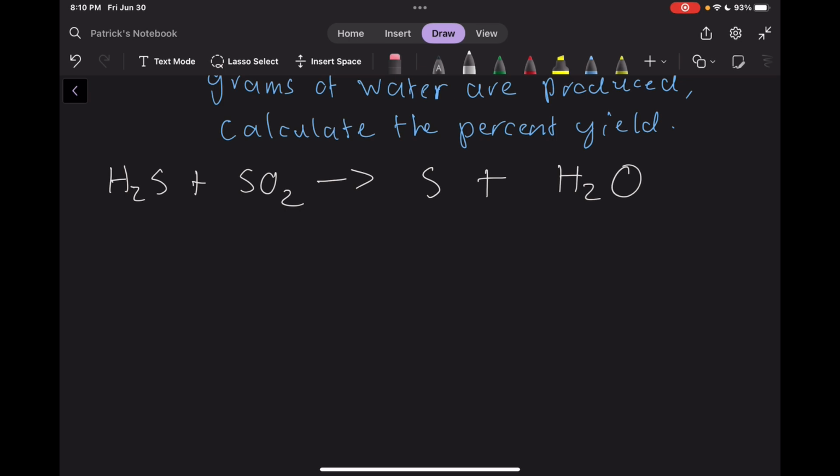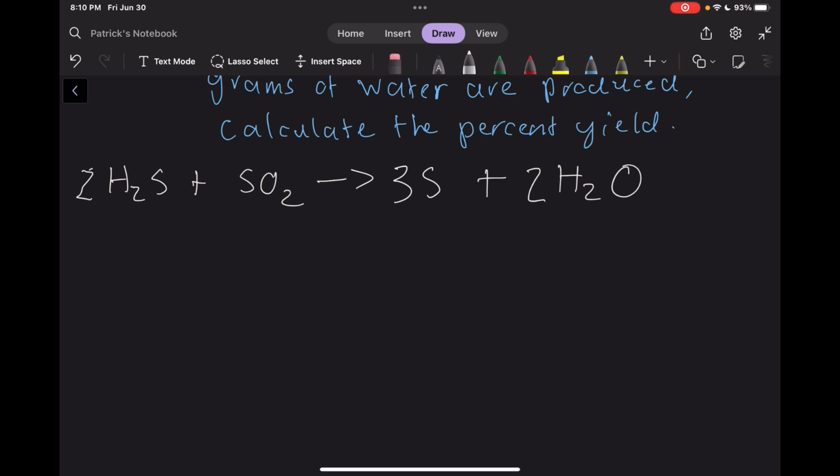Now we need to balance this equation. I'm not going to go through the entire balancing process since we've discussed it quite a bit throughout this unit, but we can use either trial and error or algebra to put a 2 in front of H2S, a 3 in front of sulfur, and another 2 in front of H2O. That's our balanced equation. Now we go through the stoichiometry.